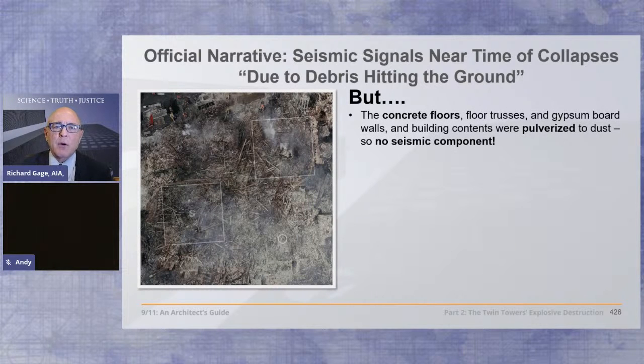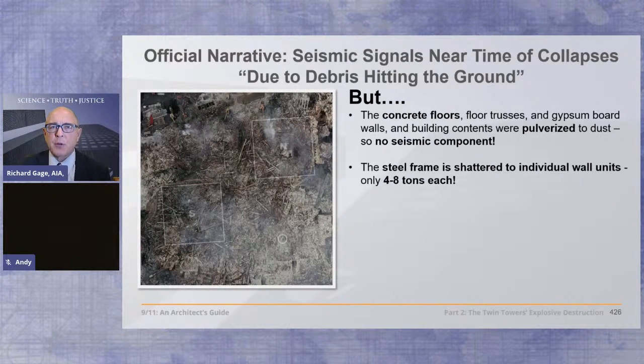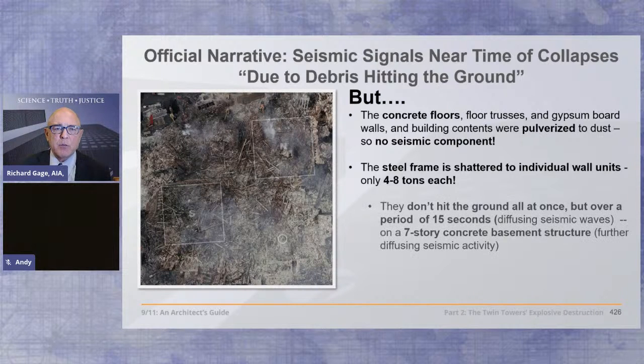The concrete floors and roof trusses and gypsum board walls, all building contents were all pulverized to dust. There's no seismic component whatsoever from the concrete. Again, that's a third the weight of this building. The steel frame is shattered to individual wall units, peppering the surface. And they're only 4 to 8 tons each. They're not going to make a seismic component individually. They're not peppering the ground.